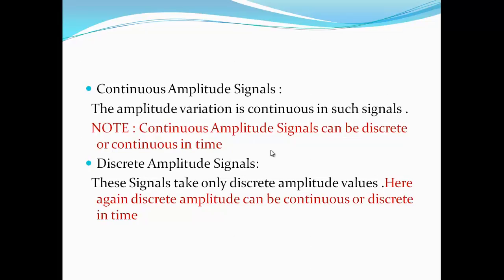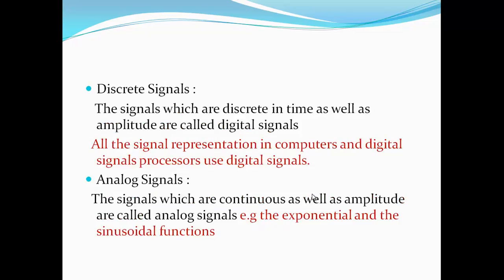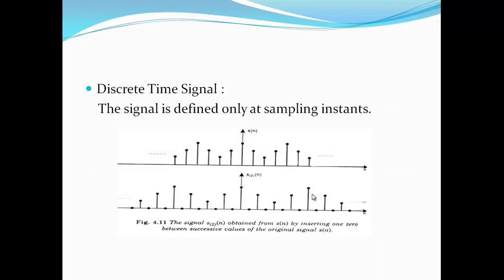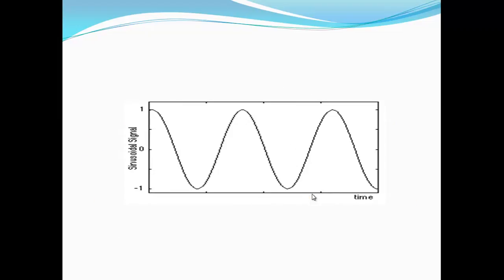Then you have the discrete amplitude signals. These signals can take only discrete values. Again, the time can be discrete or it can be continuous. Can you think of an example? See, this is a continuous amplitude signal. Here the amplitude is also continuous and time is also continuous. You see, there is no break in the amplitude.